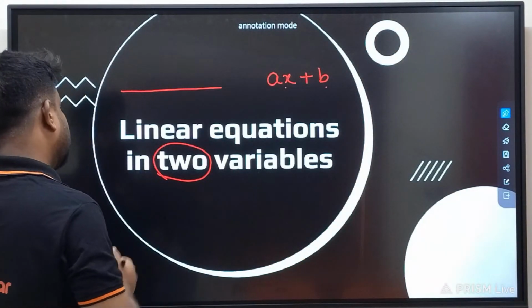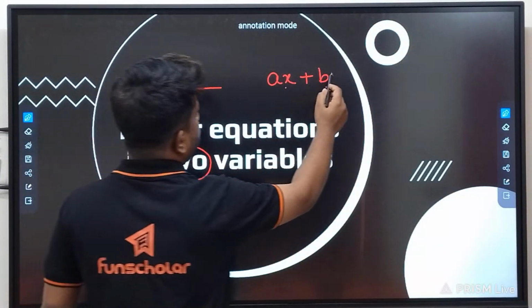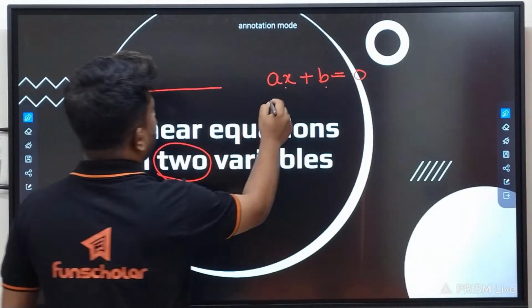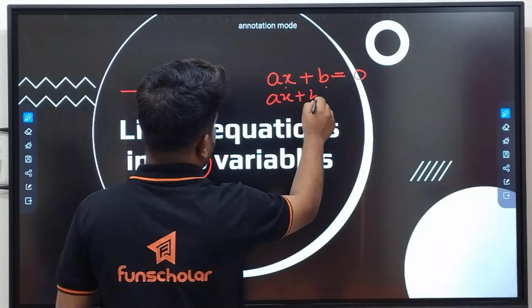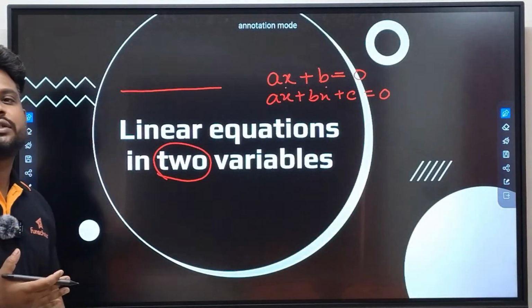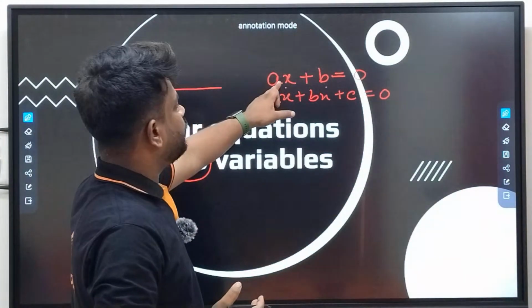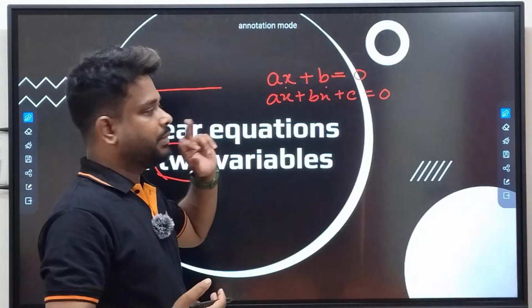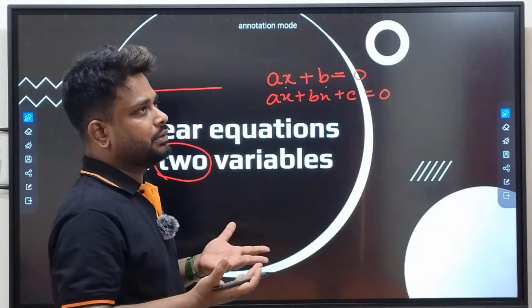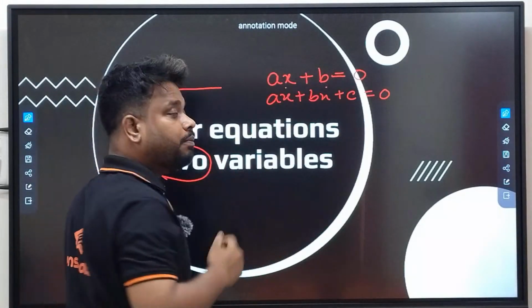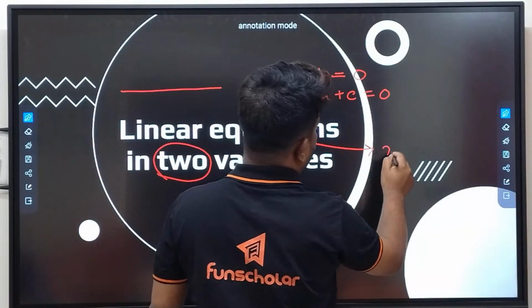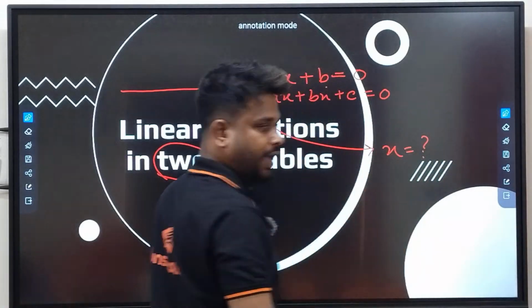Okay, so a linear equation in one variable looks like this, and a linear equation in two variables will look like this. In a linear equation in one variable, a is the coefficient and x is the variable. A can also be a number, or a constant. B is obviously a constant, and from this one we will find the value of x.